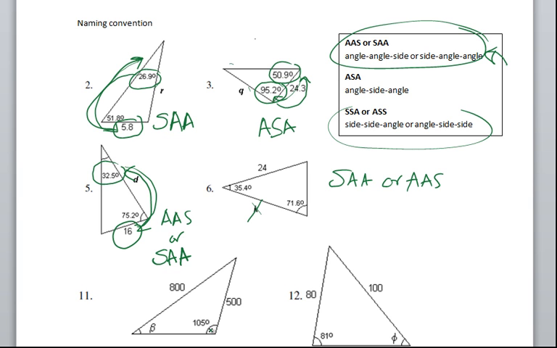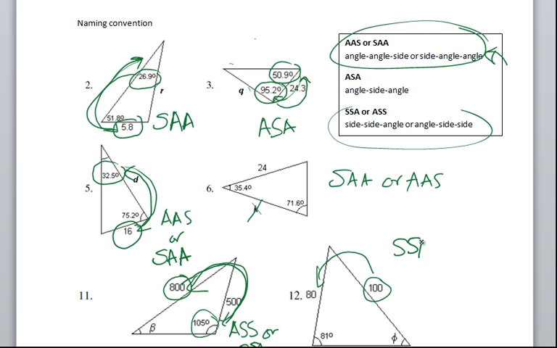Here I'm given one angle and two sides. And notice that I have an angle, and then if I work this way, I have two consecutive sides. So this is ASS. Or if I start here at 800 and I go this way, I have side, side, angle. So it's ASS or side, side, angle. You might not see that. But 12 is kind of the same thing because I have side, side, angle if I start at the 100 and go this way. So that's side, side, angle. Or if I start at the 81 degrees, I have angle, side, side.